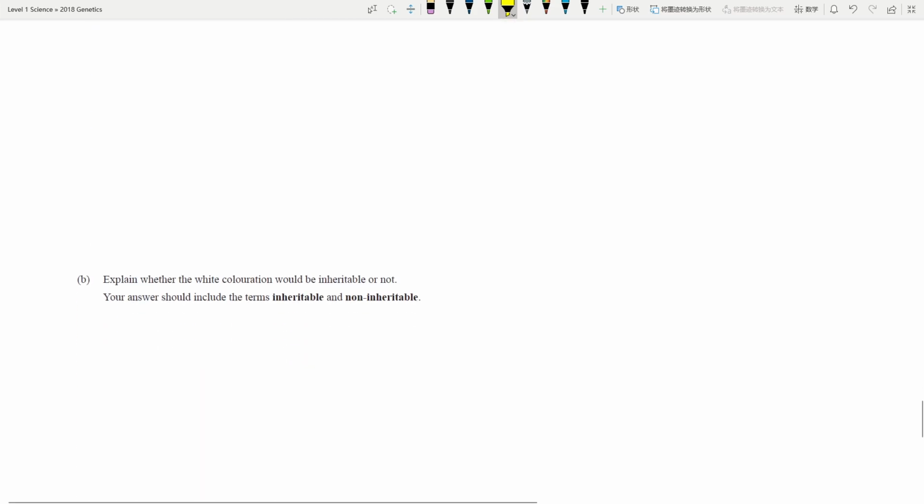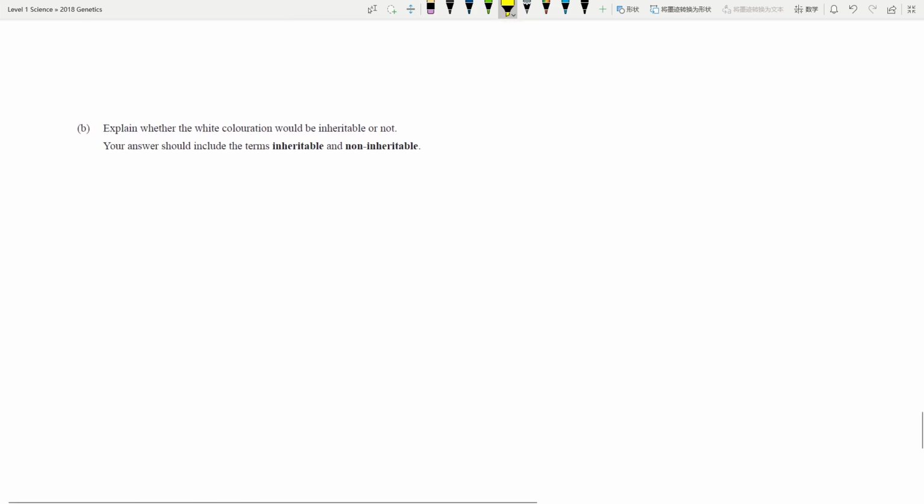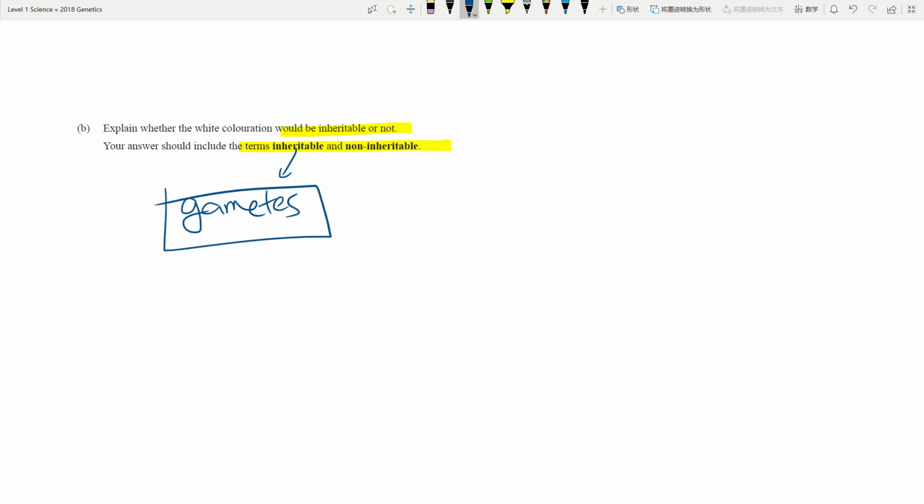Okay, last question. It's very, very wordy. Explain whether the white coloration will be inheritable or not. You should talk about the terms inheritable and non-inheritable. Inheritable just means that something can be passed on to the offspring, and non-inheritable means it's not in the gametes. So inheritable means the information occurs in, and affects, the gametes.